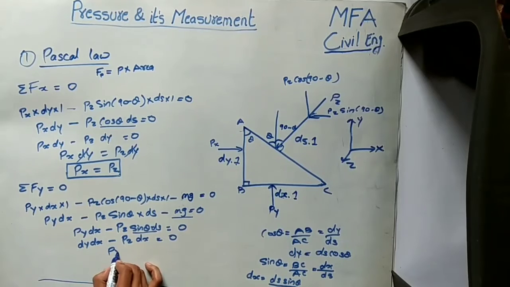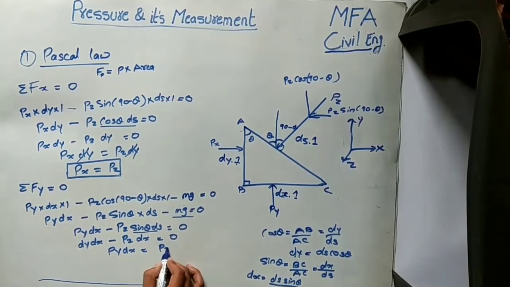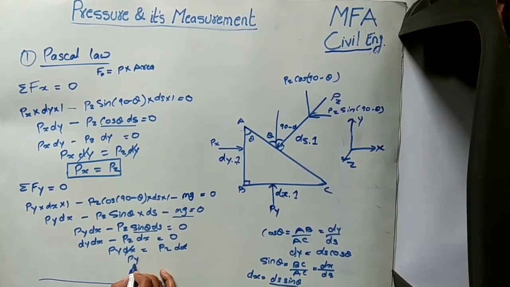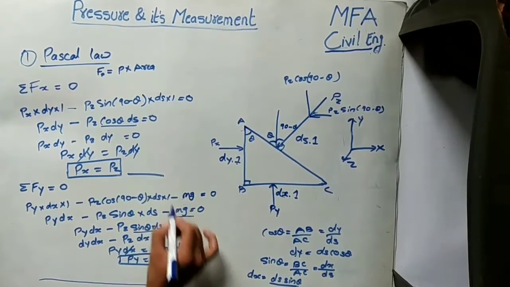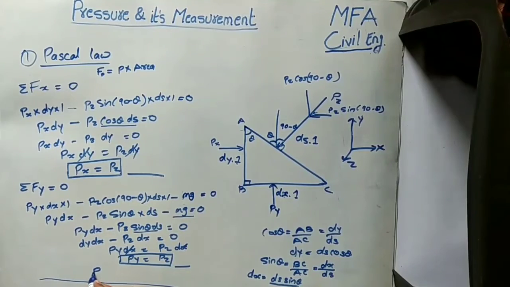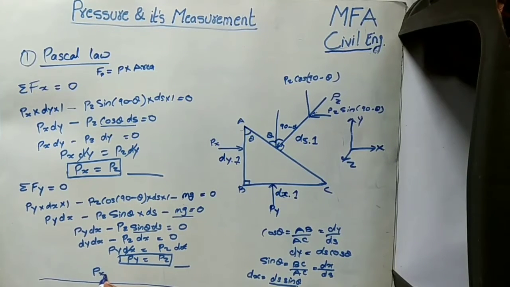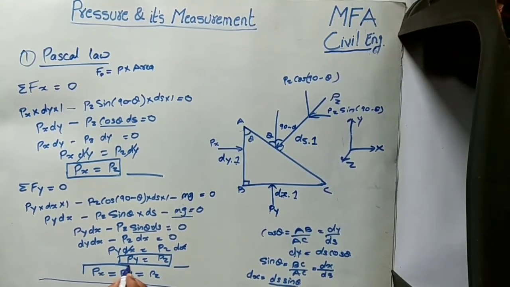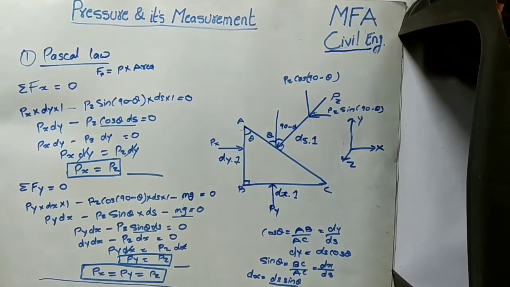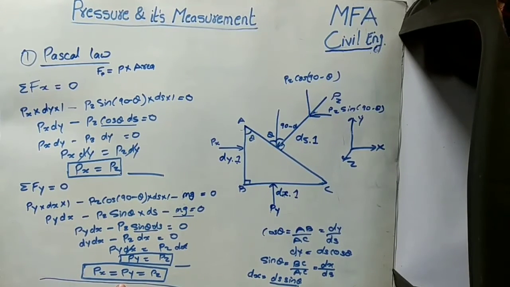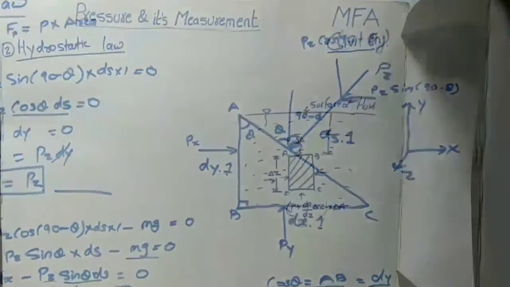Now Py dx equals Pz dx. Shift this value to the other side of the equal sign, then dx gets cancelled, so the pressure along the y direction is equal to the pressure along the z direction. Now from this equation and the earlier equation, it is clear that pressure along the x direction is equal to pressure along the y direction is equal to pressure along the z direction. Now this is the proof of Pascal's law, which states that the pressure or the intensity of pressure in a static liquid is equal in all directions.